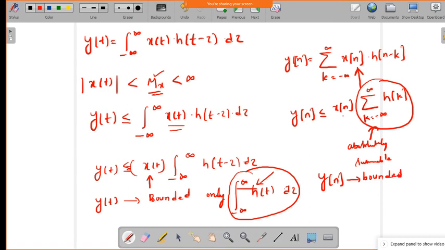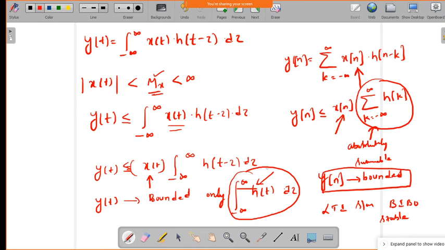So that means your input is bounded to some value, and then the output should also be bounded. Then we can call it an LTI system that is BIBO stable, that is, a bounded input, bounded output stable system. This happens only when the impulse response is absolutely summable in the discrete time case, and absolutely integrable in the continuous time case. So this is the stability of an LTI system.